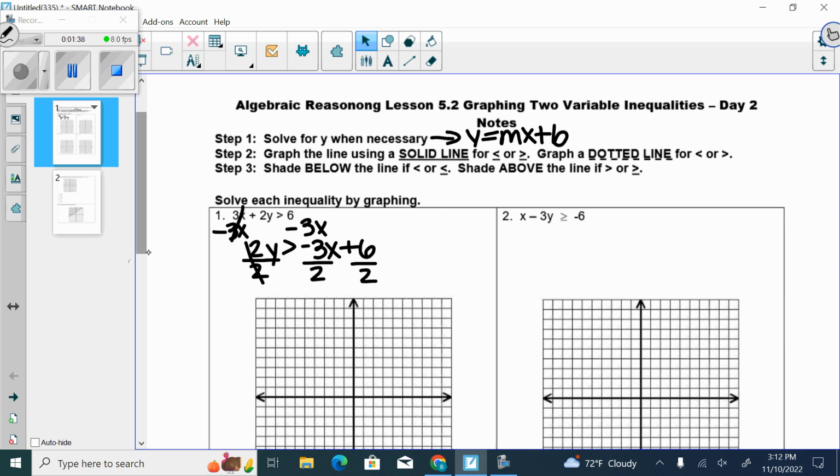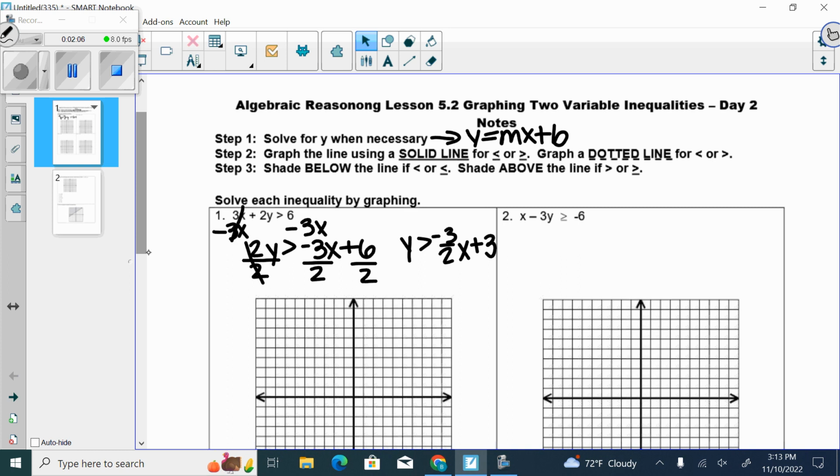All right. So I have y is greater than, can I actually divide negative 3 by 2 and get a whole number? No. So I'm just going to leave it as a fraction. So I got negative 3 over 2x, and then we got 6 divided by 2. What's that? 3. So I got plus 3. Very good. All right. So now we need to graph it, right?